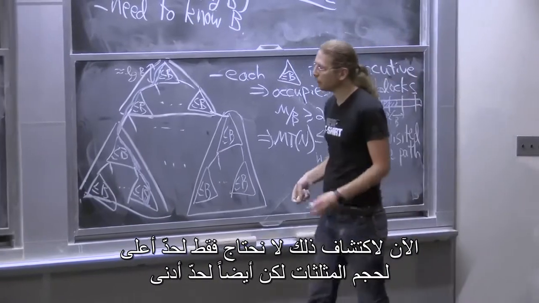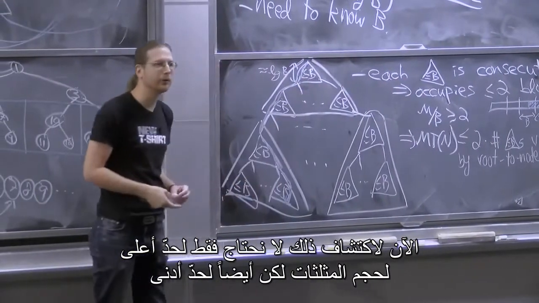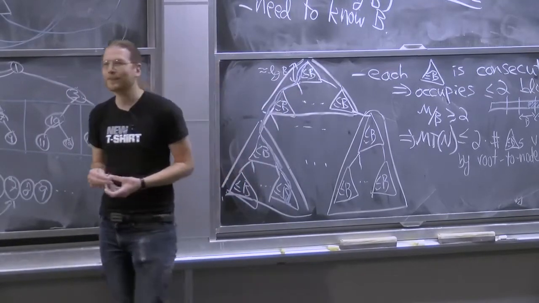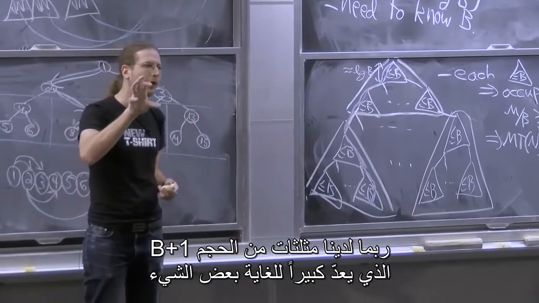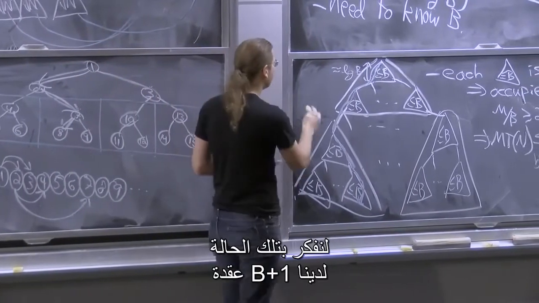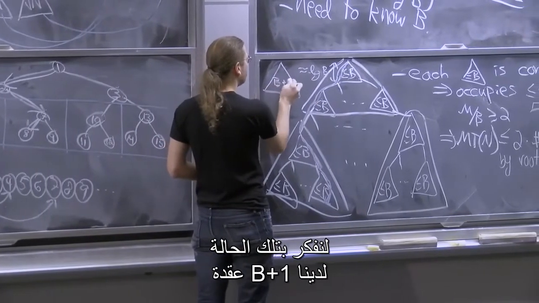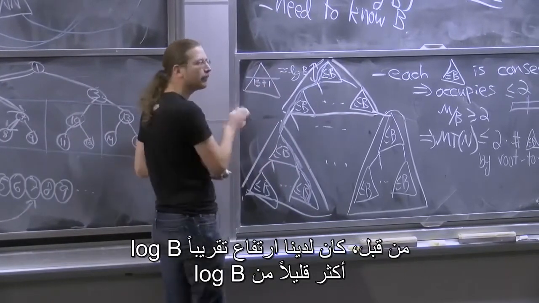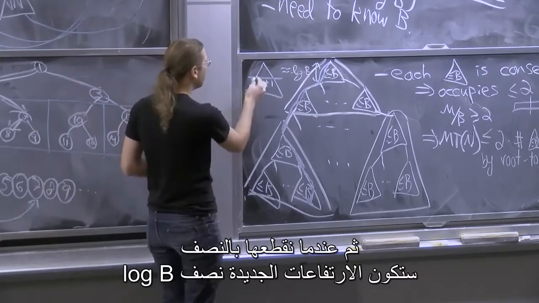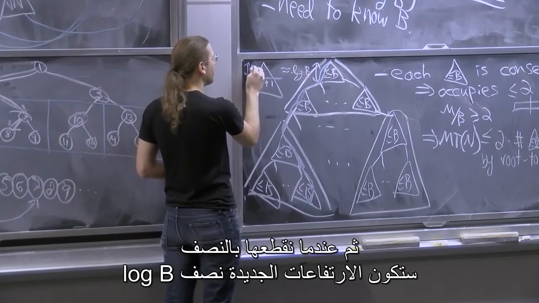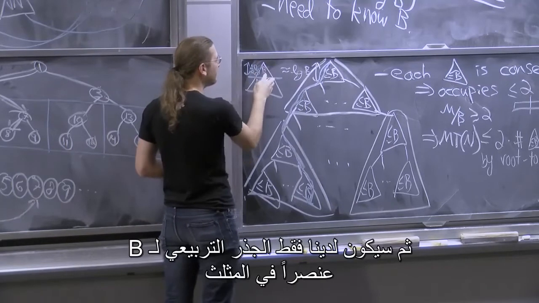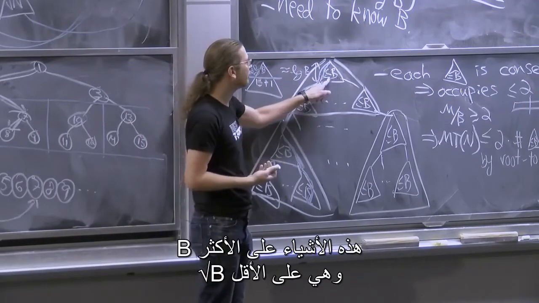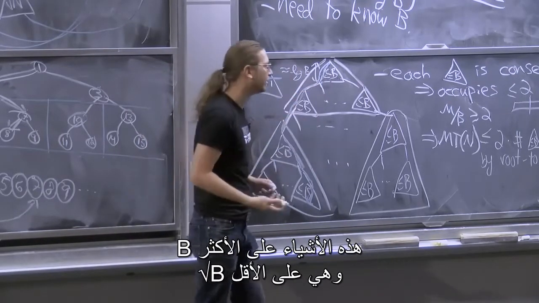Now to figure that out, we need not only an upper bound on how big the triangles are, but also a lower bound. I said the height of the tree is about log B. It's close. Maybe you have triangles of size B plus 1, which is a little bit too big. So let's think about that case. You have B plus 1 nodes, and then you end up cutting in the middle level. Before you had a height of slightly more than log B. Then when you cut in half, the new heights will be half log B. Then you'll have only square root of B items in the triangle. So that may seem problematic. These things are at most B. They're also at least square root B.